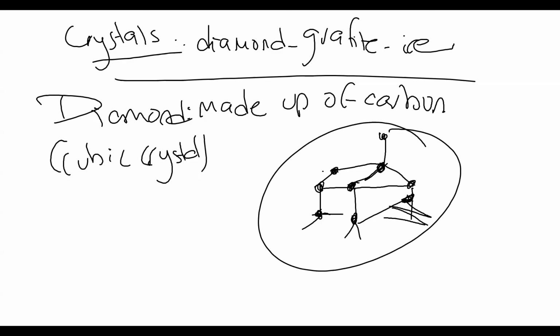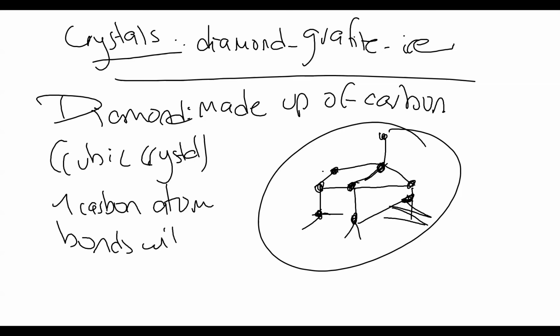And you should know that one carbon atom bonds with four other carbons, creating crystals. And diamond is super efficient. Why? Because they are packed perfectly together.